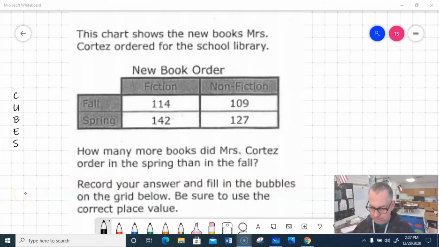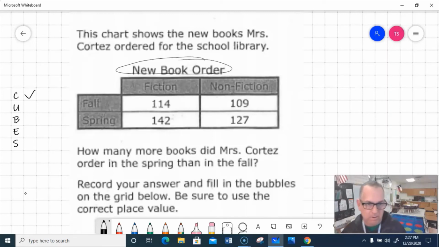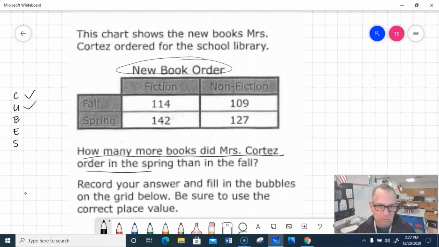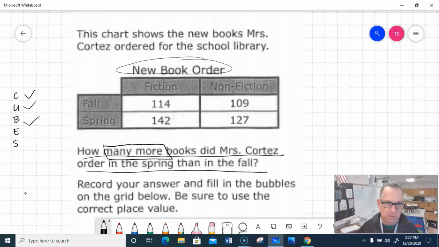So I'm going to organize my problem here a little bit using my cubes. I'm going to circle the important information, and this table right here has all the important information in there. I'm going to underline the question, and that is, how many more books did Mrs. Cortez order in the spring than in the fall? I'm going to box in my operational clues right there. I see how many more. Okay, and that's going to the evaluation stage. Whenever I see the words how many more, typically I'm going to have to do some subtracting there.